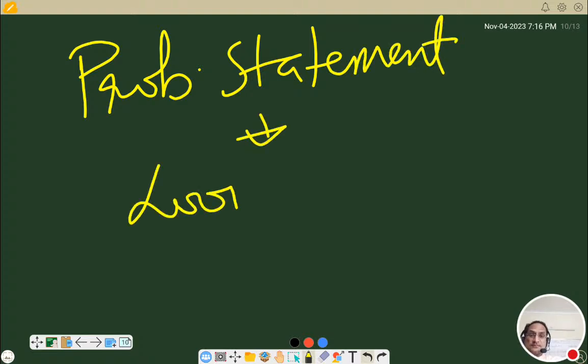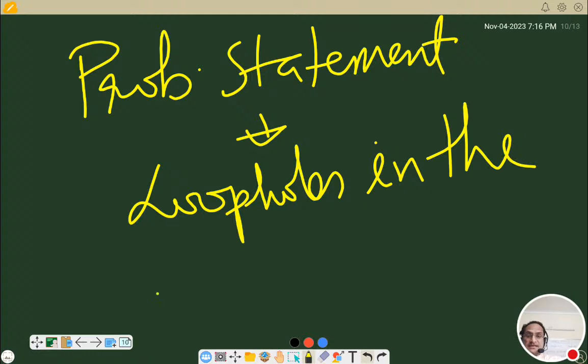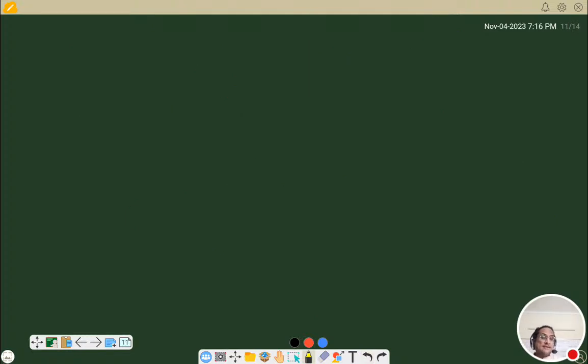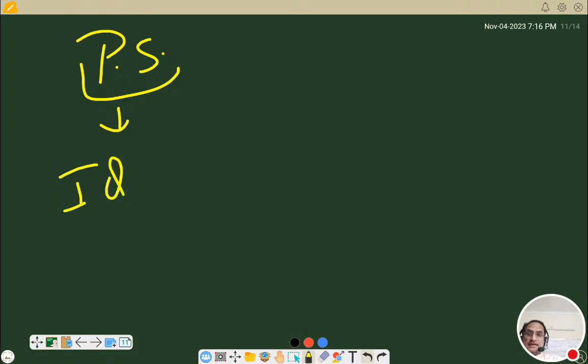finding the loopholes in the existing theories and literature. For example, the researcher may come up with the problem statement that there is a relationship between IQ and creativity, but that is not evident. That is not put up clearly in the existing theories and literature. This is the problem statement of the researcher, that IQ and creativity have some relationship.